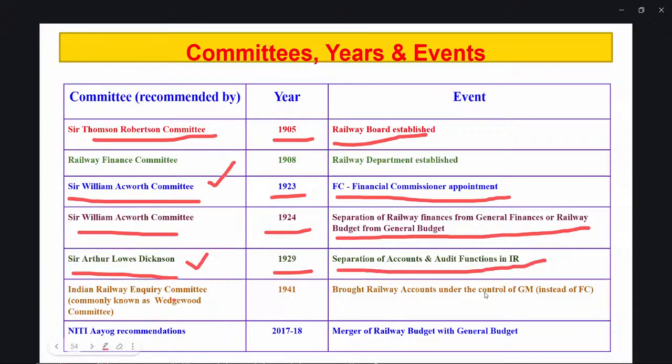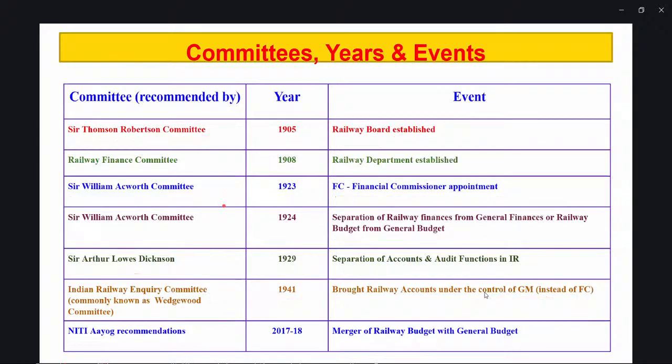And Indian Railway Inquiry Committee, that is known as Wedgwood Committee, in 1941 brought railway accounts under the control of GM. And Niti Ayog, it is the merger of railway budget with the general budget. All are very, very important, especially this Awkward Committee, Thomas Robertson Committee, and Niti Ayog. These four, please remember.